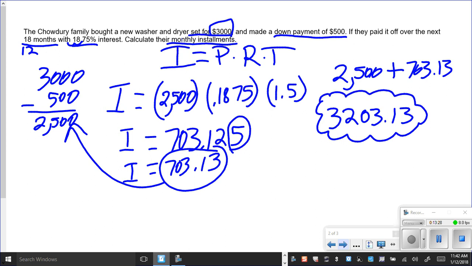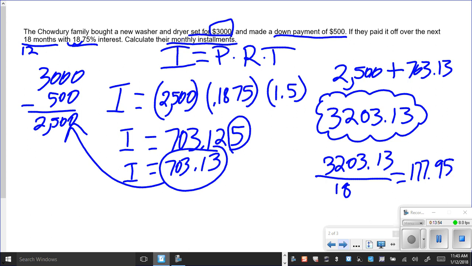But they want monthly installments. Well, how long are we paying it back? We're paying it back for 18 months. So to find the monthly installments, you actually have to take this number and divide it by 18. And when you divide that by 18, you see that your monthly payments turn out to be $177.95. Not bad. So you get a brand new washer and dryer for $177.95 for 18 months. Not a bad deal.